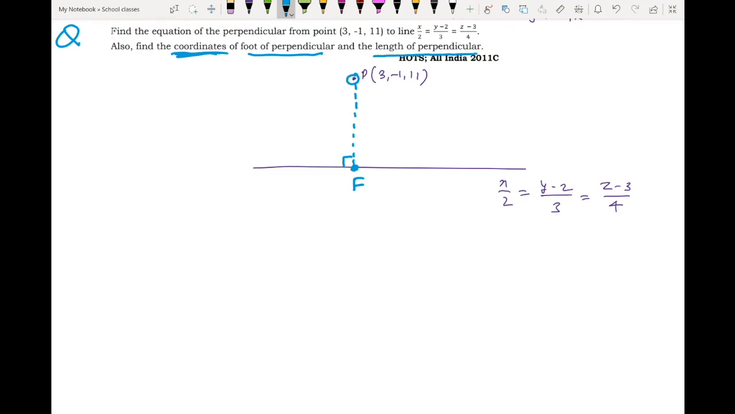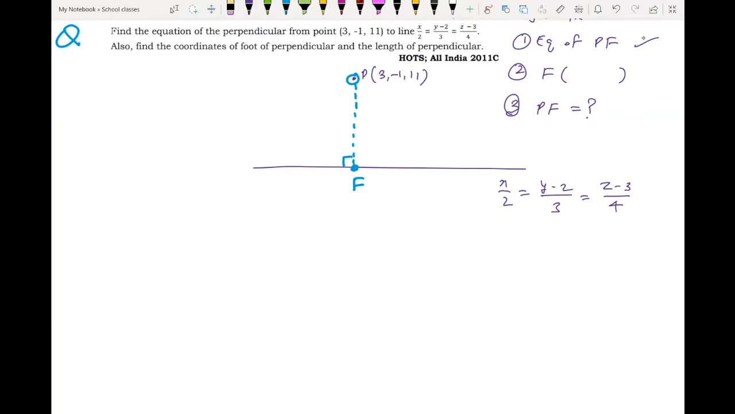See, what are the targets? First, we have to find the equation of PF. Second, we need to find the coordinates of F. Third, we need to find the length of the perpendicular, which is the length PF. Are you all clear with the question? Yes, students? Any doubt to anyone? We are asked to find these three.